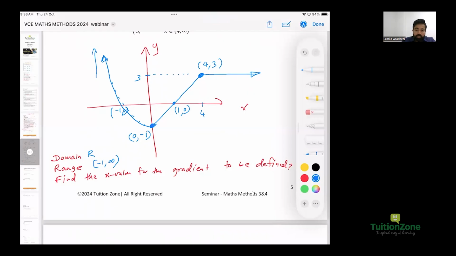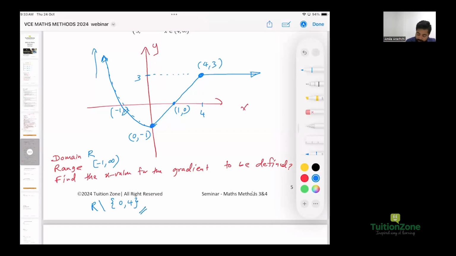So find the x value for the gradient to be defined. What do you think? All right, so I got one answer. It says everywhere except the connecting points. That sounds good. So you're going to say all real numbers except curly bracket, x equals 0 and x equals 4.